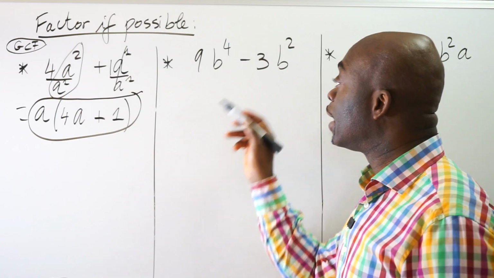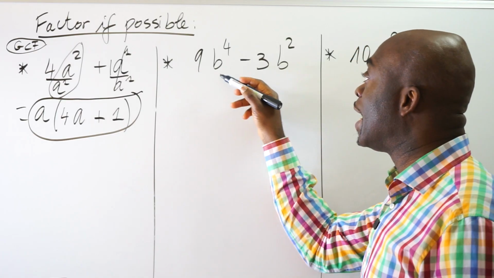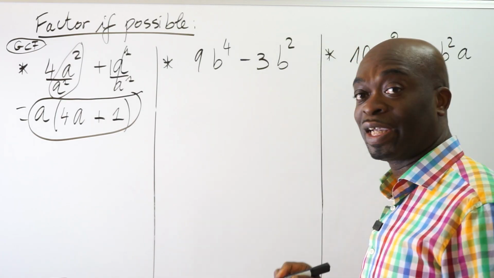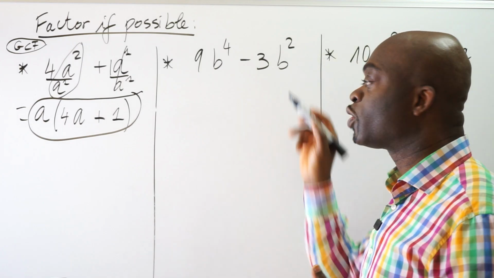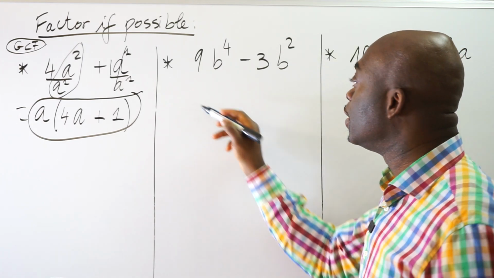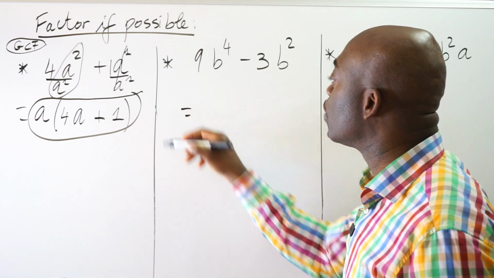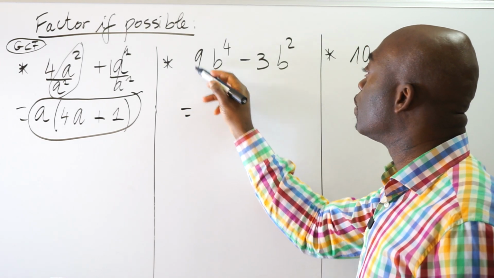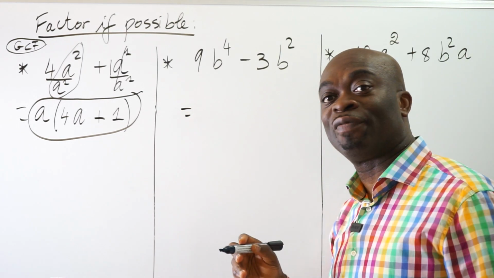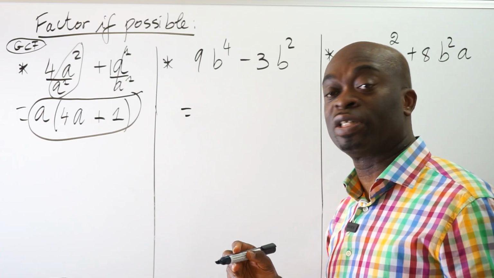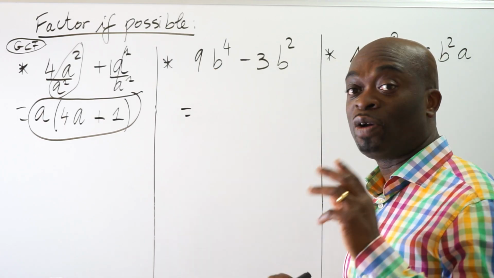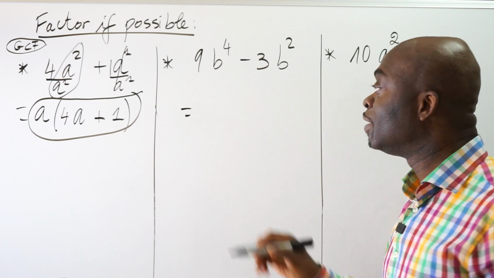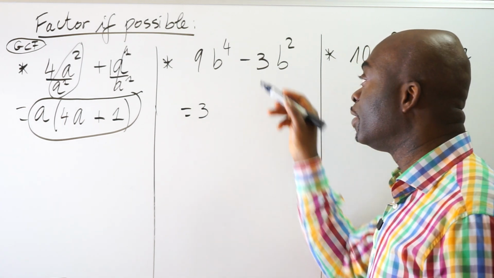All right? So now let's go to the second question here. So we have 9b to the 4th minus 3b to the second power. The question again is, what do you have in common for these two terms? That's the main question. Coefficients, 9 and 3. What do you have in common for those two? It's going to be 3 because 3 can go into 9 3 times, and 3 can go into 3 once. You see what we're doing here? So 3 is going to be a common factor for the numbers.